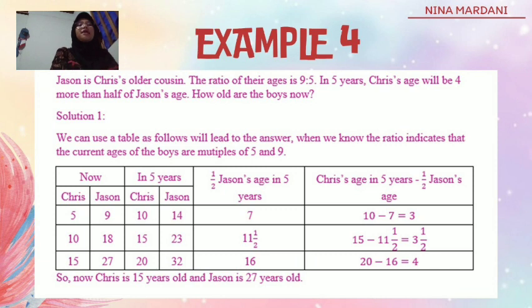Example 4. Jason is Grace's older cousin. The ratio of their age is 9 to 5.